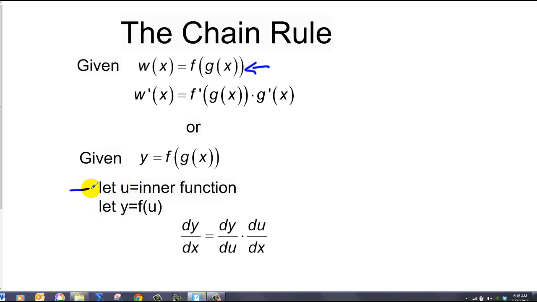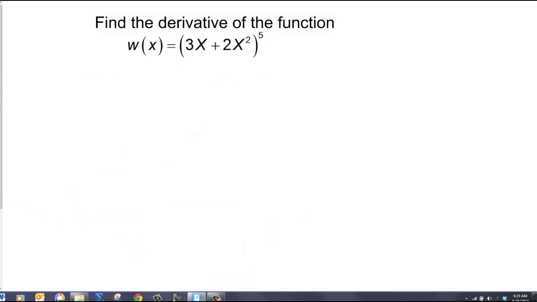I like thinking about it as letting the inner function be some u value and letting y equal f of u. Then these two statements will be equivalent: the derivative with respect to x is equal to the derivative of y in terms of u, the inner function, times the derivative of that u function in terms of x. And then you'll notice these du's go away and I'm left with dy dx. Let's apply this so we can see what's happening.